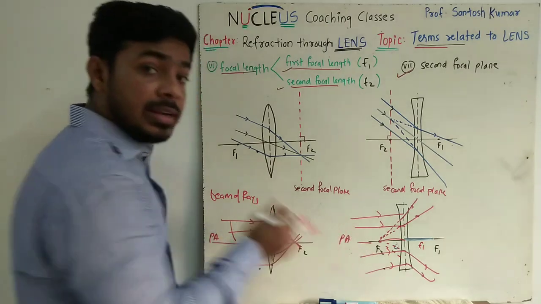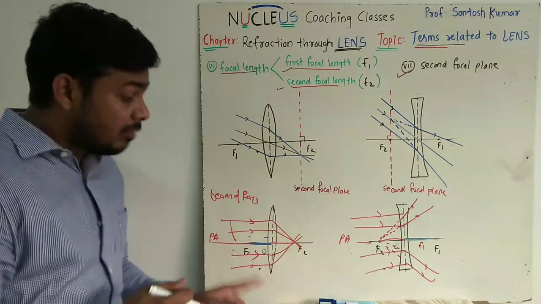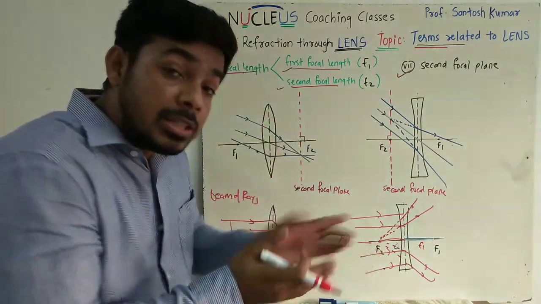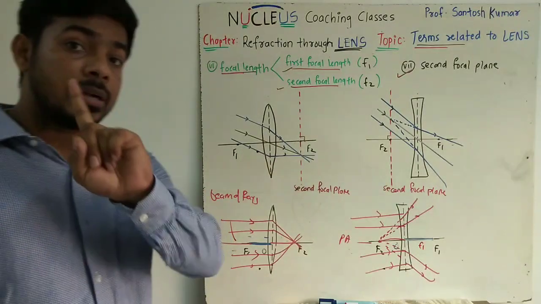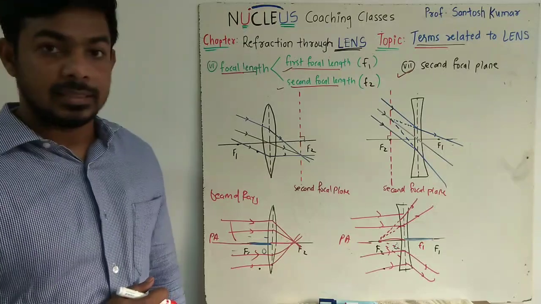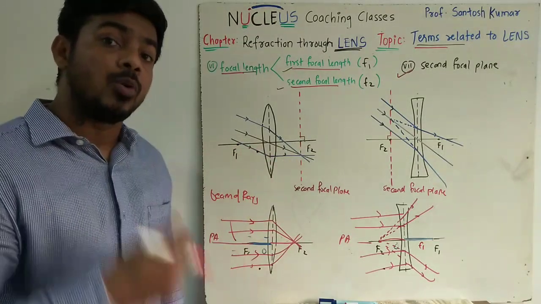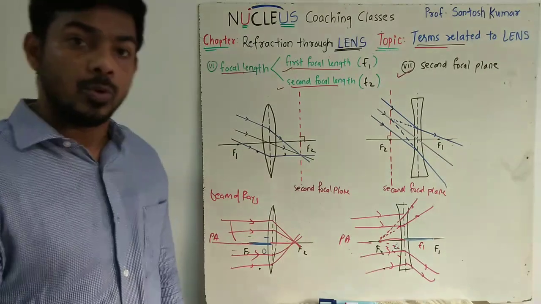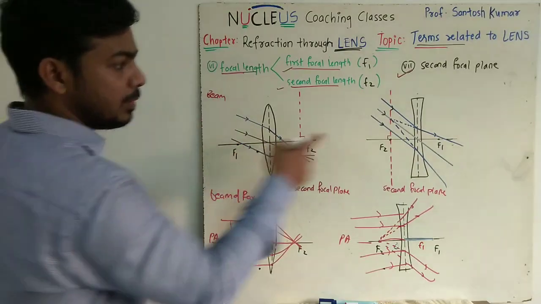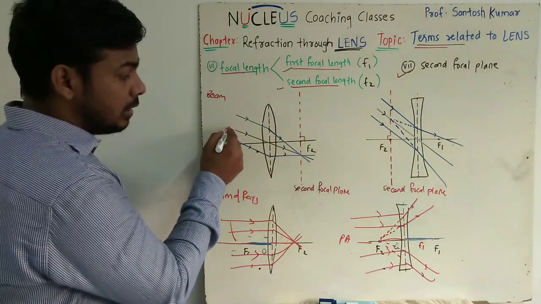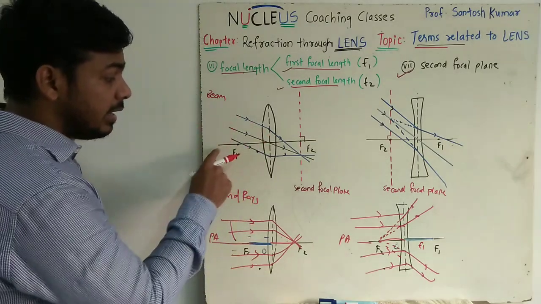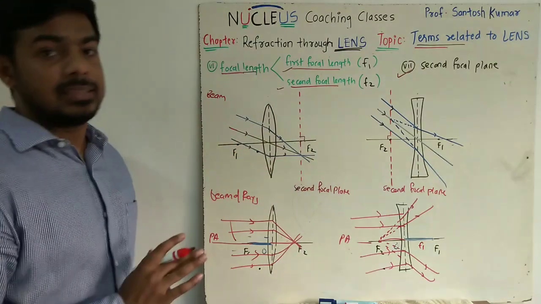So a beam of rays traveling parallel to the principal axis, after refraction meets at a point, or appears to diverge from a point, but remember that point lies on the principal axis, and that point is called the second principal focus f2. But what if the beam of rays, and this is also a beam of rays, meaning all the rays are parallel to each other, but what is the difference over here? That this beam of rays is not parallel to the principal axis.